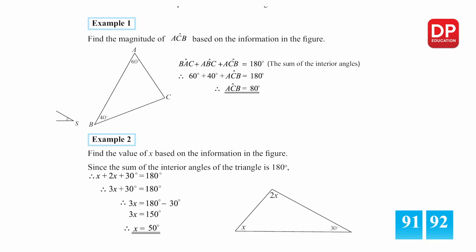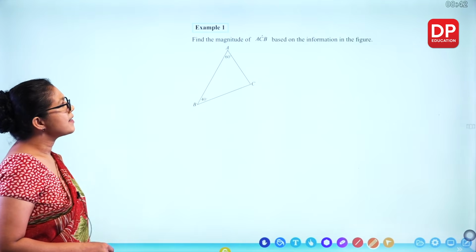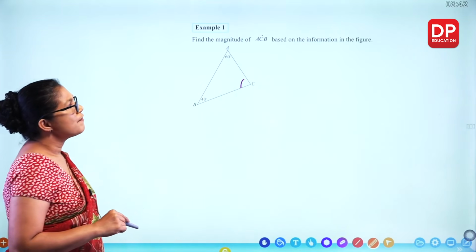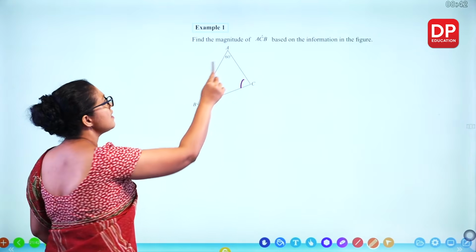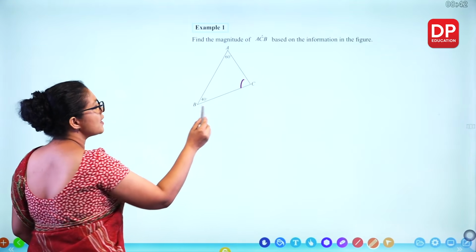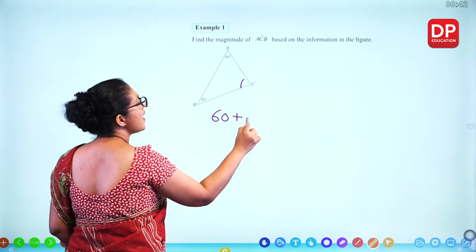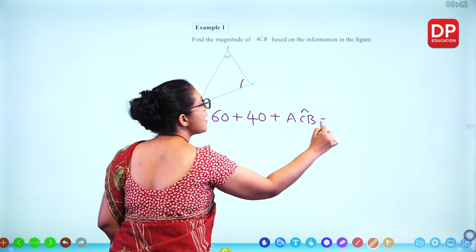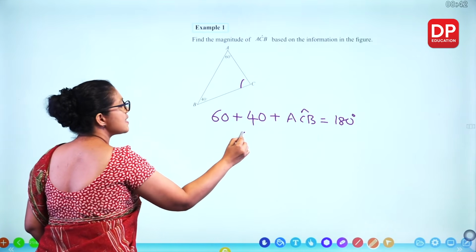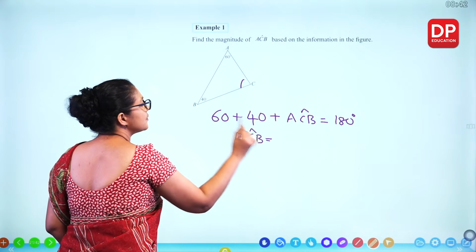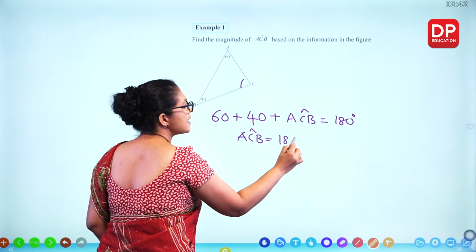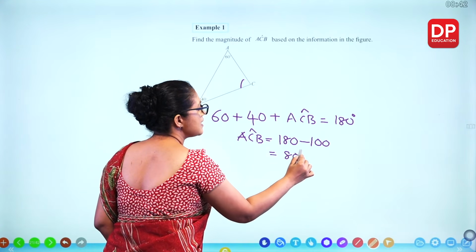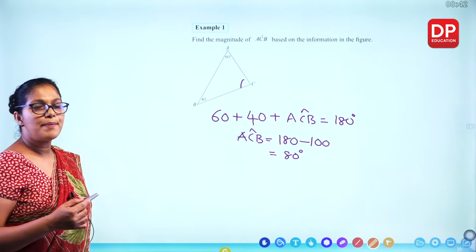Now we'll look at example 1 in your textbook. It says find the magnitude of ACB, this angle, based on the information in the figure. So here these three are interior angles. So what can we write? According to the second theorem, I can write 60 plus 40 plus ACB is 180. So what is ACB? 60 plus 40 is 100. So I can take 100 to the other side and subtract. I get 80 degrees for ACB.